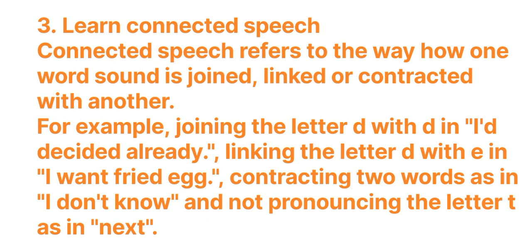3. Learn connected speech. Connected speech refers to the way how one word's sound is joined, linked, or contracted with another. For example, joining the letter D with D in I'd decided already. Linking the letter D with E in I want fried egg. Contracting 2 words as in I don't know. And not pronouncing the letter T as in next.